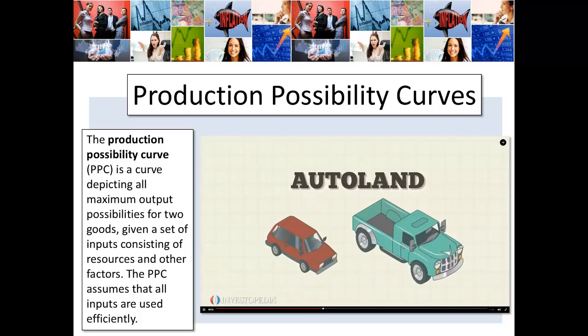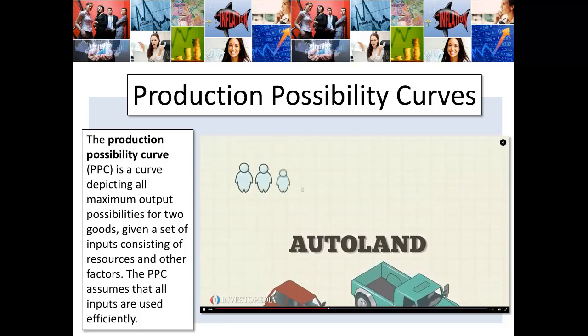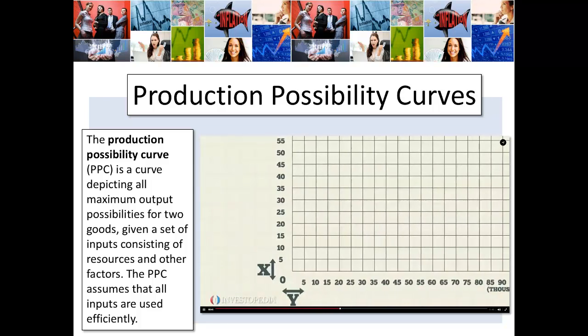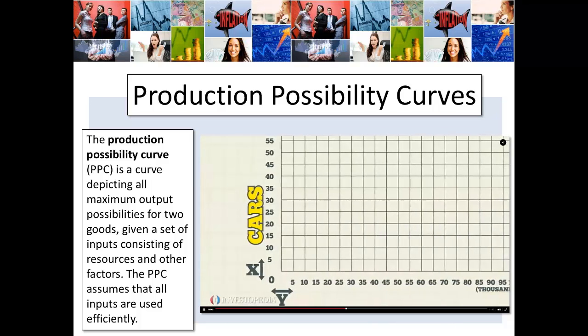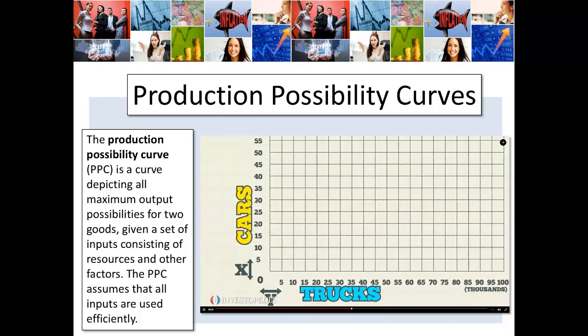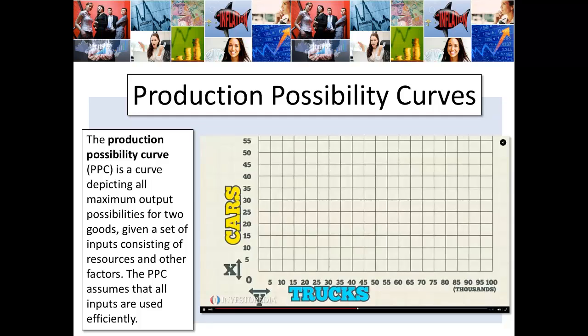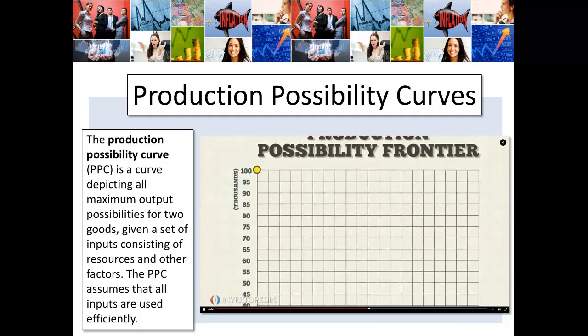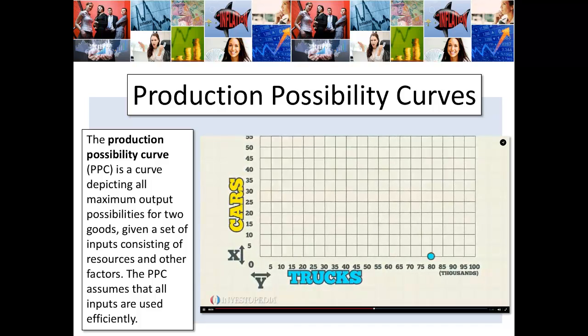Autoland makes cars and trucks. They have a certain amount of workers and resources and want to use as much of both as possible. The x-axis represents car production, and the y-axis shows truck production. If Autoland uses all its resources to make cars, it can produce 100,000. If it uses all its resources to make trucks, it can make 80,000.